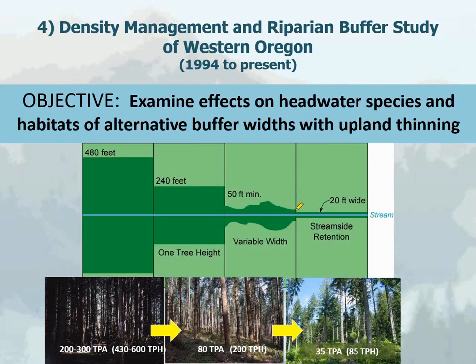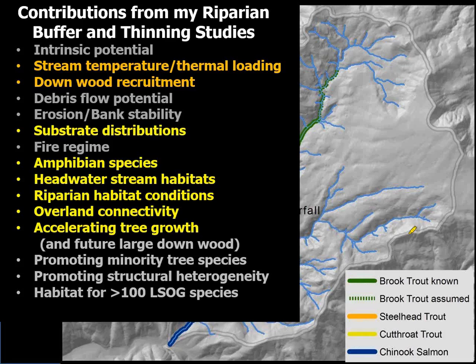So then I'm going to say a bit more about the study I've been involved with, but I'm going to go through these quite fast because there's different components. What I want to show you in the overall design of the study is that we had a 2-tree height buffer, a 1-tree height buffer, a variable width buffer, and a streamside retention. And in the matrix upslope of the buffers was a thinning, and we thinned twice, down to 80 trees per acre first, and then down to 35 trees per acre second. And this study is still going on.